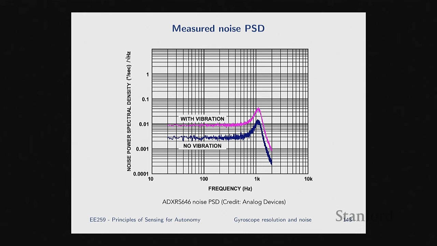And it's exactly because of what we talked about, because linear accelerations, at least a little bit of it, will couple into the gyroscope and will show up as effective noise, basically. And that's why with vibration you get more noise than without vibration. And this device has a resonance frequency of about 1 kilohertz. Any questions?